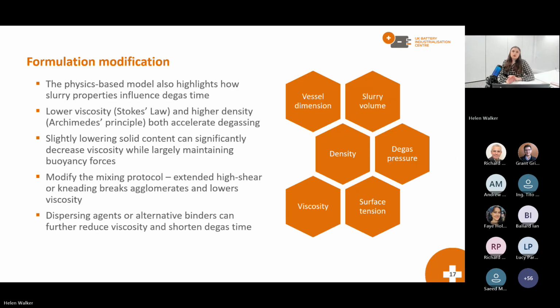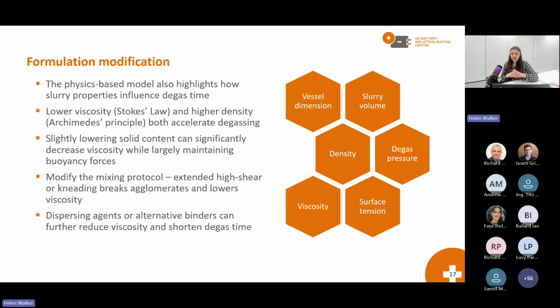What this model also tells us is all of those levers that we can pull to try and reduce degas time if need be. It allows us to understand which parameters are really affecting how long it takes to degas our slurry. All of those things listed on the right-hand side are very important. So our vessel is very important.